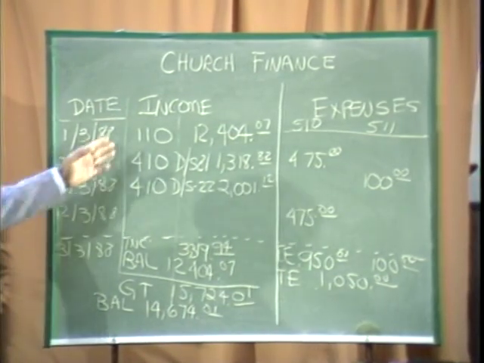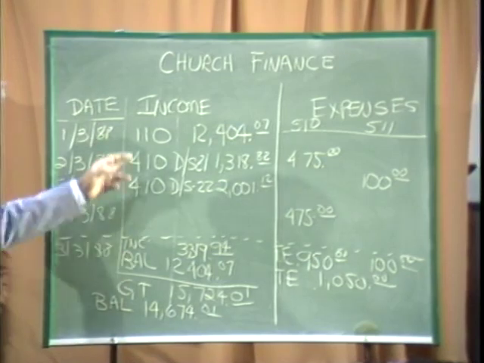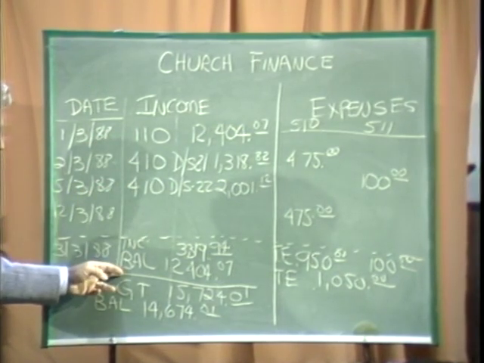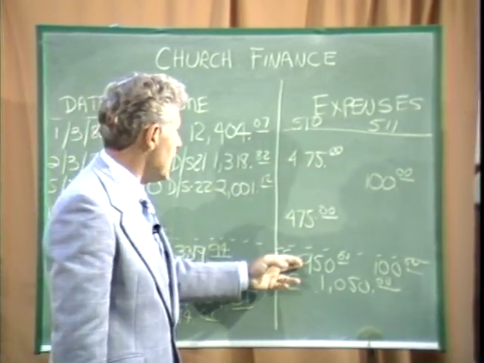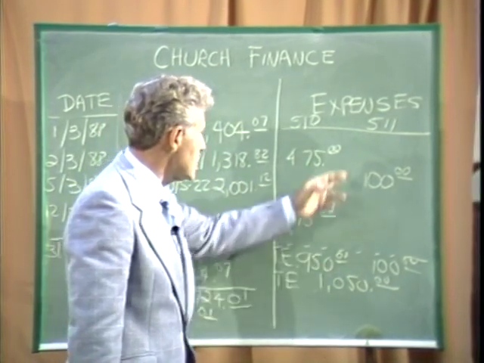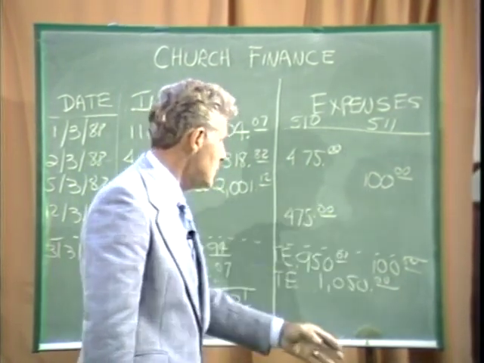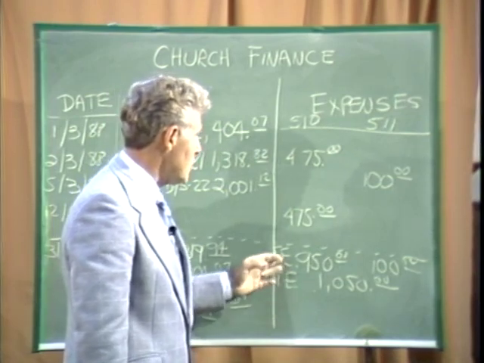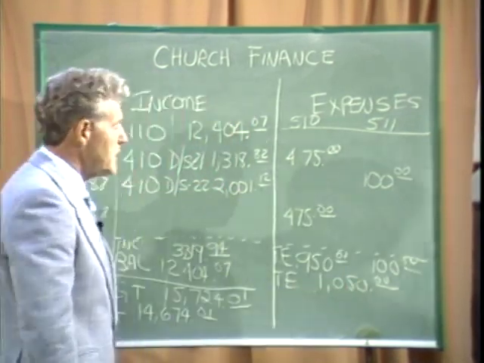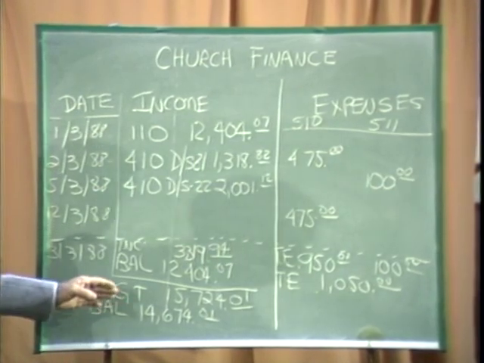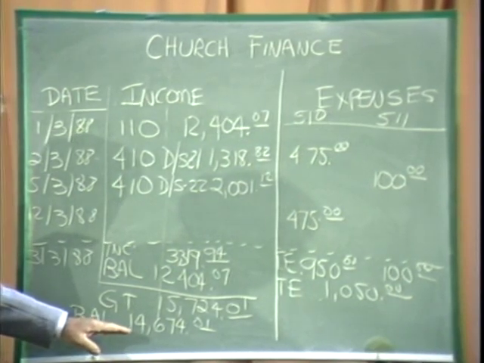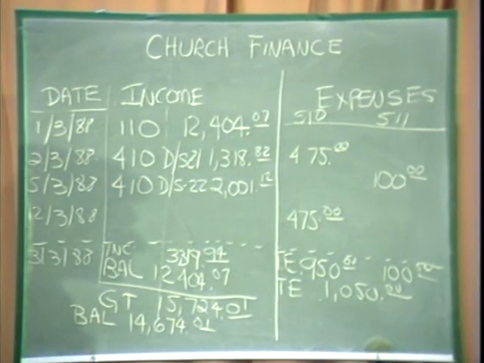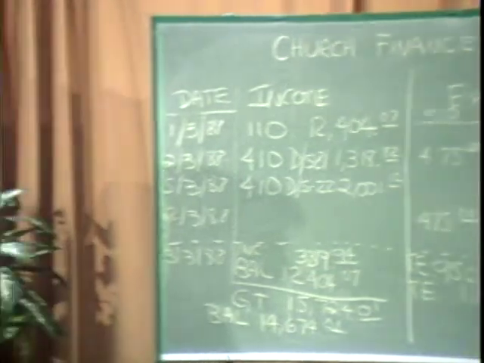Now, keep up with me. We added these up and got our balance. We added our previous balance, got the total balance. We came over here and added up all of our expenses. In this column, the 510 column, was $950. This total here was $100, and on down through the page. Then our total expenses for the month, all of these added up together, amounted to $1,050. Now we subtract that from our grand total, and we come up with what we should now have in the bank, $14,674.01.